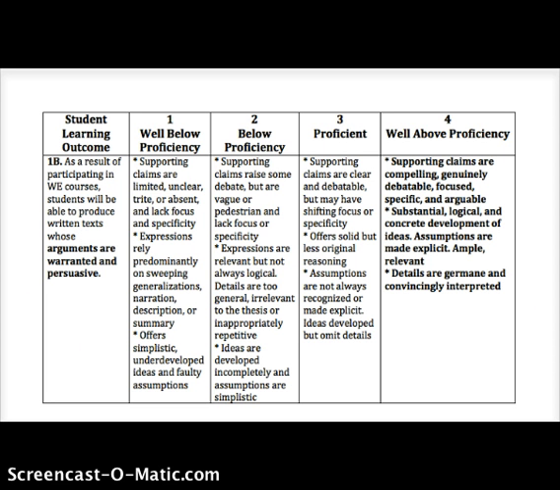Here's the second criterion. It's about arguments being warranted and persuasive. In our kind of shorthand, I think we've called this supporting claims.